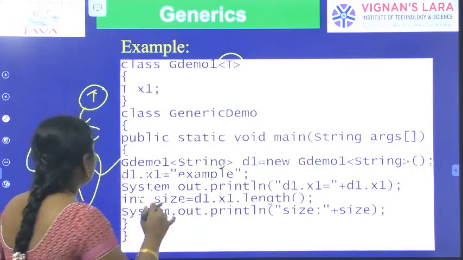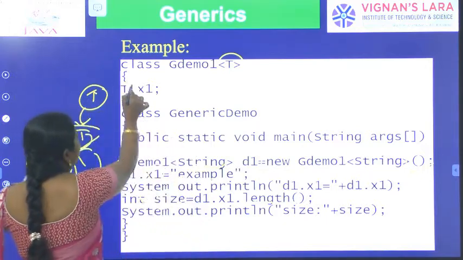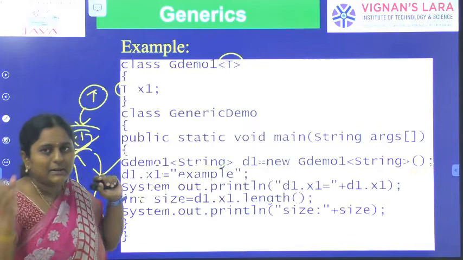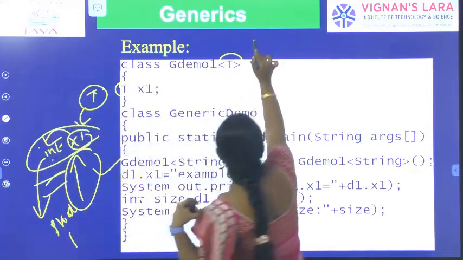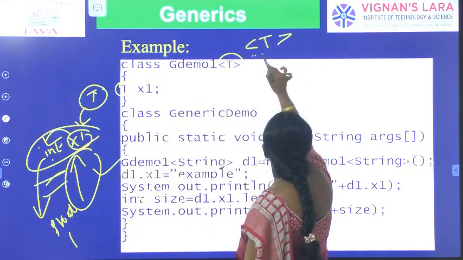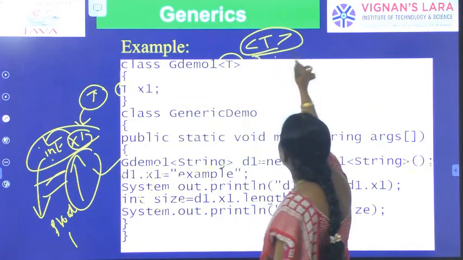Suppose here I am defining one variable x1. x1 is of type T. T means it is a temporary data type. It is a generic. So whenever the compiler finds this statement, it blindly creates a generic type.